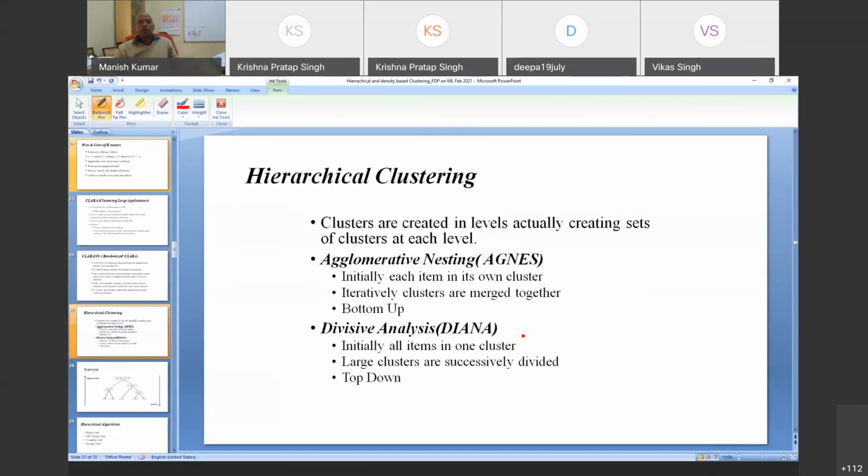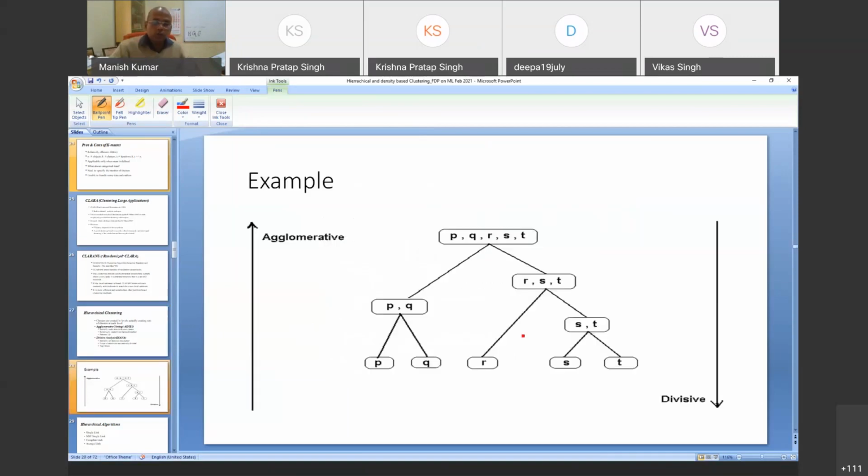Next, I'll be moving to hierarchical clustering. There are two ways of looking at hierarchical clustering. One is agglomerative nesting, which we call AGNES, and another one is divisive analysis, which is known as DIANA. Suppose you have 5 points. If you look at the lower level, each of these points is an individual cluster.